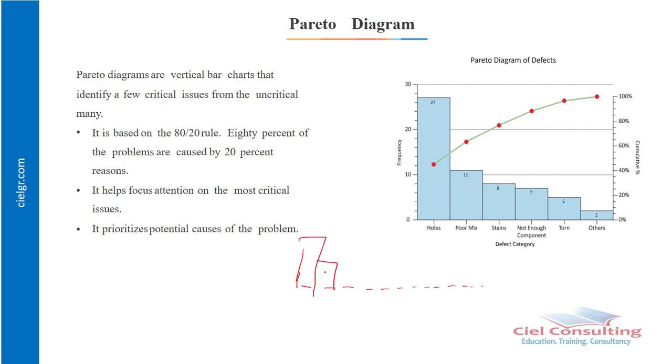And in this case, you have our holes as well as spore mix. So once we're able to fix that, it addresses 80% of the problems that we have in our project, and that's essentially what the Pareto diagram helps us to accomplish.